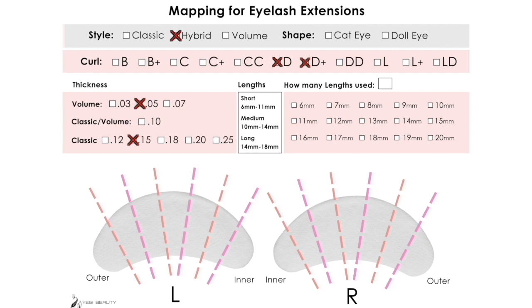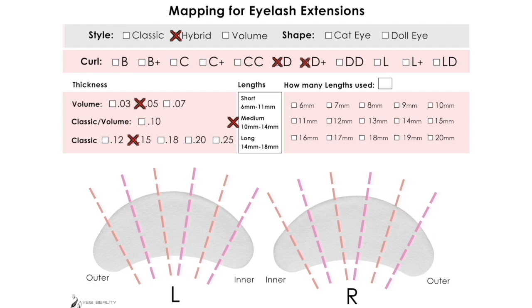And then as far as length, I'm gonna go ahead and use the lengths based on what she said. So she said she wanted a medium length. So the short is 6 through 11 millimeter, medium is 10 through 14 millimeter, and long is 14 through 18 millimeter. So since she wanted medium, we're gonna use anything between 10 to 14, right? So I can use any of these lengths.